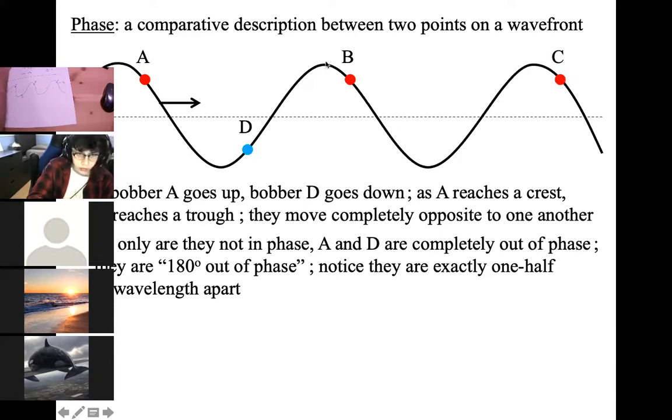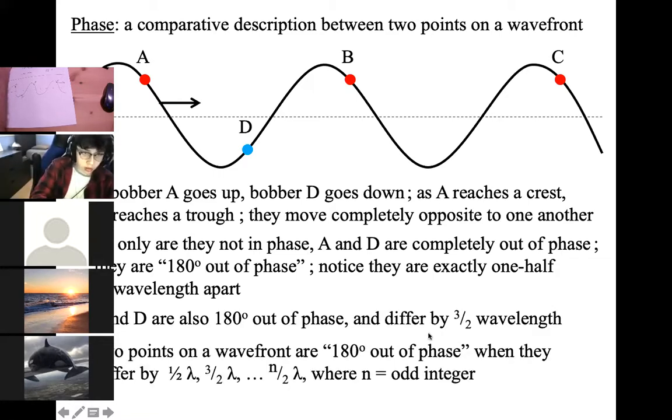If it's 1.5 or 2.5 or 15.5, they will be 180 degrees out of phase. Another way to say 1.5 is 3/2. So in general, 2 points on a wavefront are 180 degrees out of phase when they differ by 1/2 a wavelength, or 3/2, or 5/2, or 7/2, or any odd half integer wavelength.